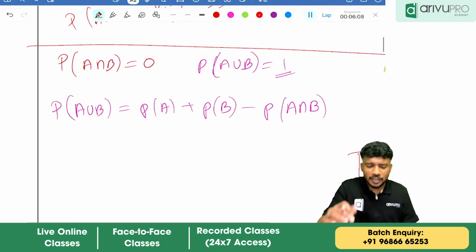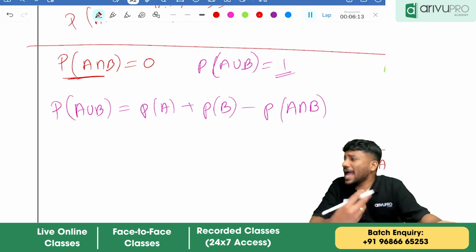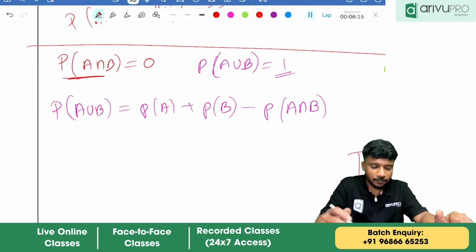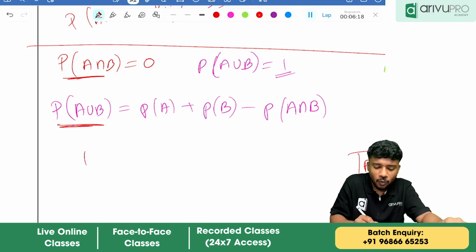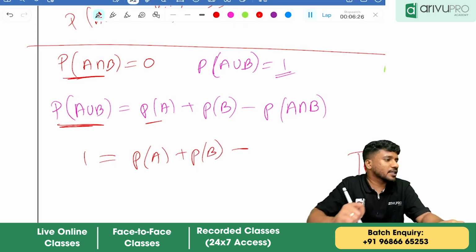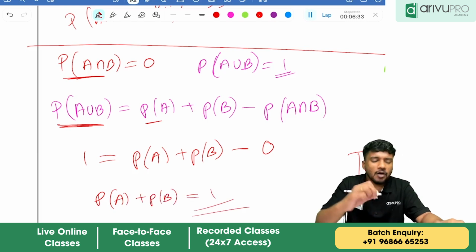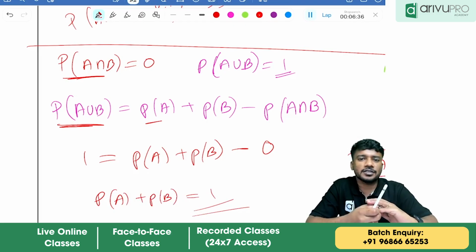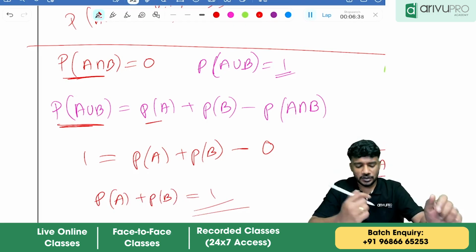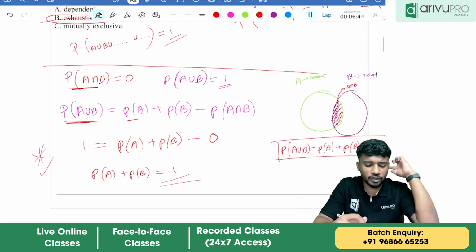Now I'll take it over here. Look here. If it is a mutually exclusive and exhaustive event, at the same time, this A union B will become 1. Then P of A plus P of B minus the intersection value, which will be 0. So I can say that P of A plus P of B will be equal to 1 when it is mutually exhaustive and exclusive. So this is the type of question we will deal with. Okay, yes. So that's what is used over here.